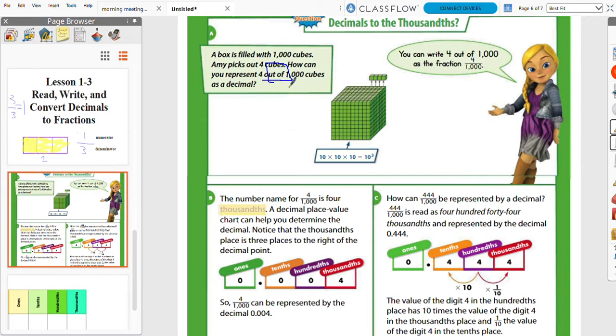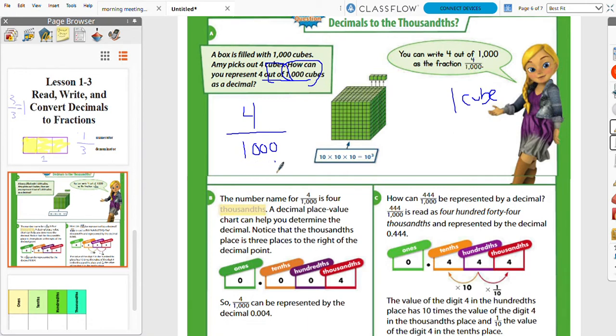So 4 out of 1,000, we know our total pieces to have the whole. So if this is a whole cube that represents the number 1, we would need 1,000 pieces to fit the 1. 1,000 of these pieces would give me 1 cube, or 1 whole unit. We're breaking units up into smaller pieces. And we have 4 of them, so my denominator is 1,000 and my numerator is 4. So 4 out of 1,000 is read as 4 thousandths.